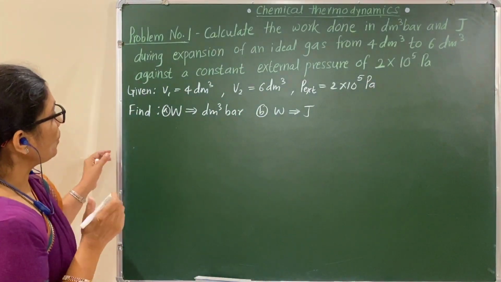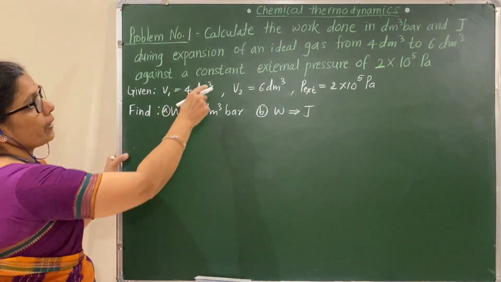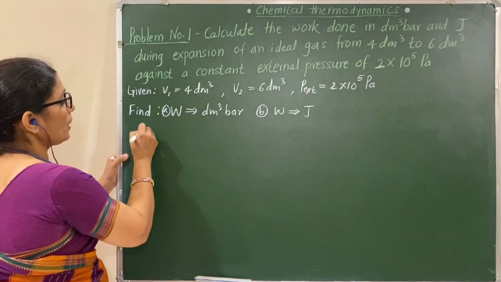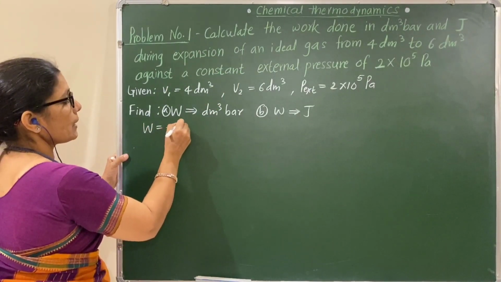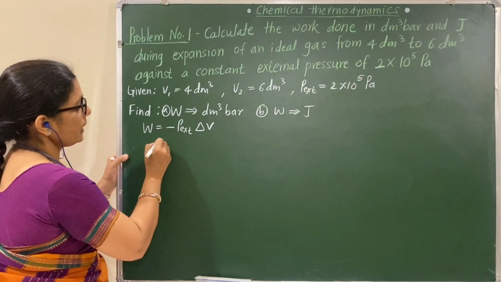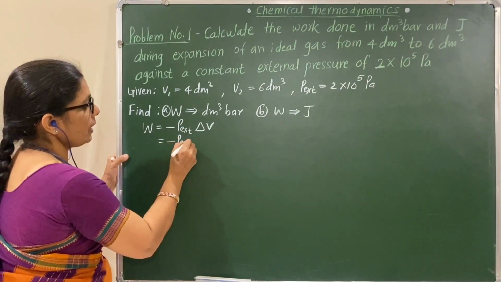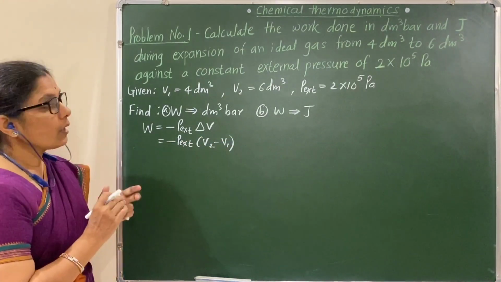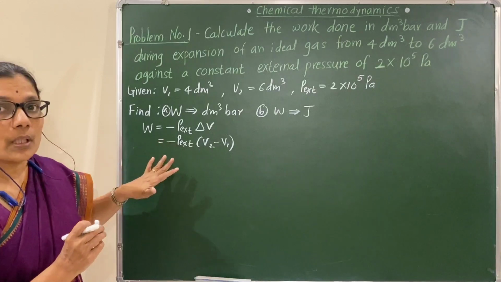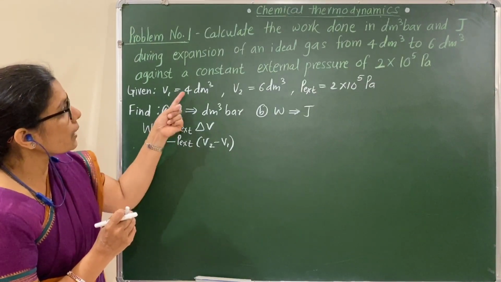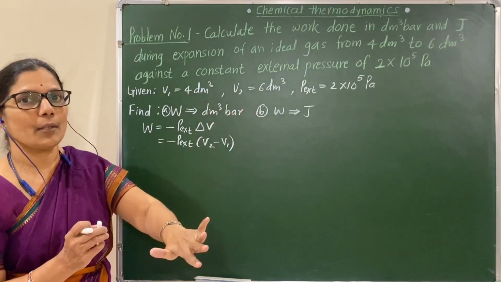Okay. Now, whenever the external pressure is constant, use the formula W is equal to minus P external delta V, that is minus P external into V2 minus V1. First write the formula. Now the substitution of values. Before that, you convert the values into the required unit.